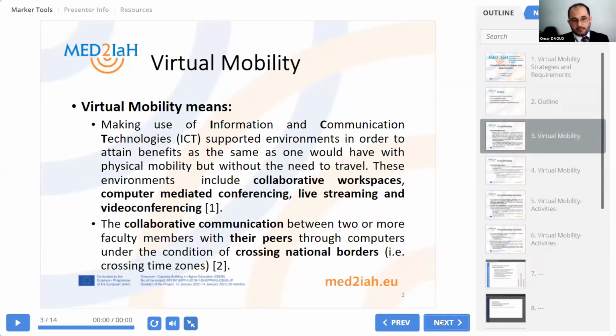Virtual mobility means, in fact, here I have three different definitions for the term. The first one is about making use of information and communication technologies, supported environment in order to attain benefits the same as one would have with physical mobility, but without the need to travel. This is the first one. The second one is about the collaborative communication between two or more faculty members with their peers through computer, under the conditions of crossing national borders.